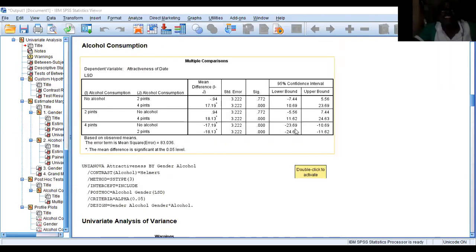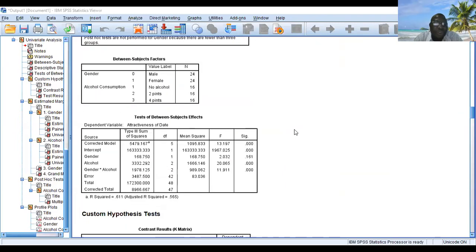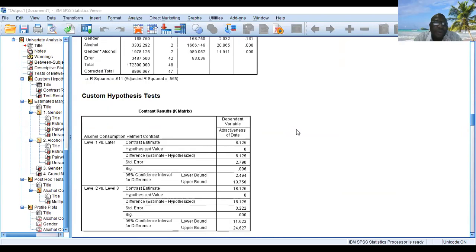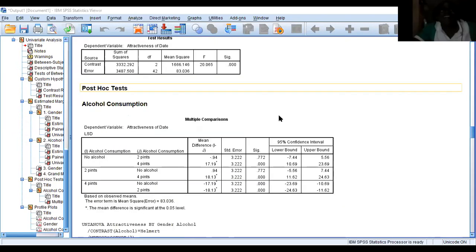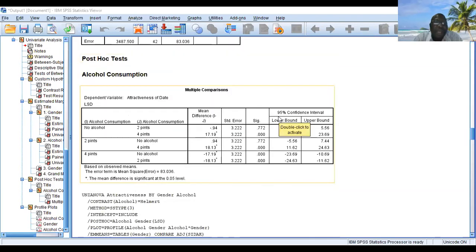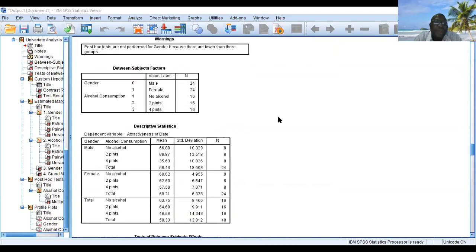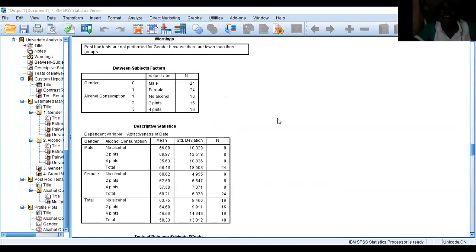Should I stop here? Just go down. I want to see the plot. Okay, go down. We have seen this. What of this? We have seen this one. Go on. Where are the plots? Wait, it should be down. Okay, you're just giving the mean for each of them. Yeah, go on, go down.